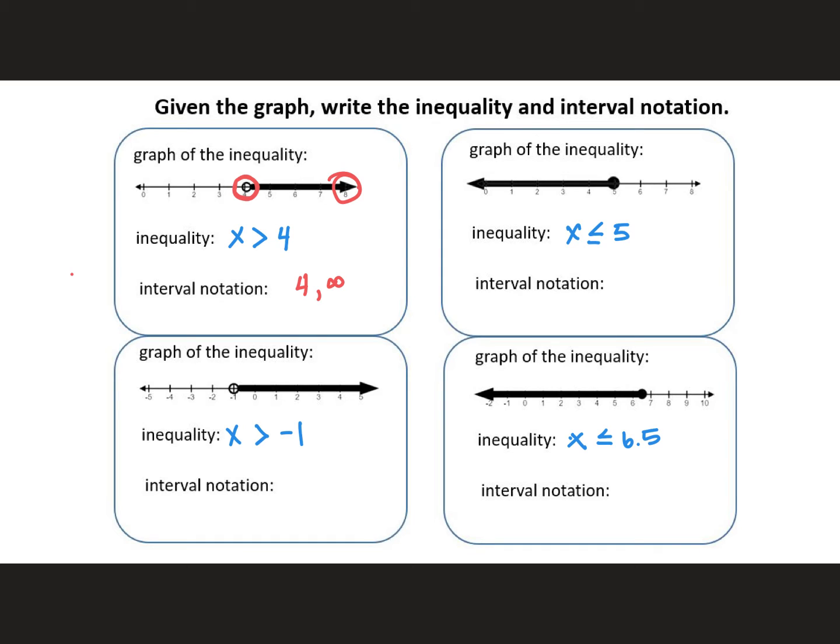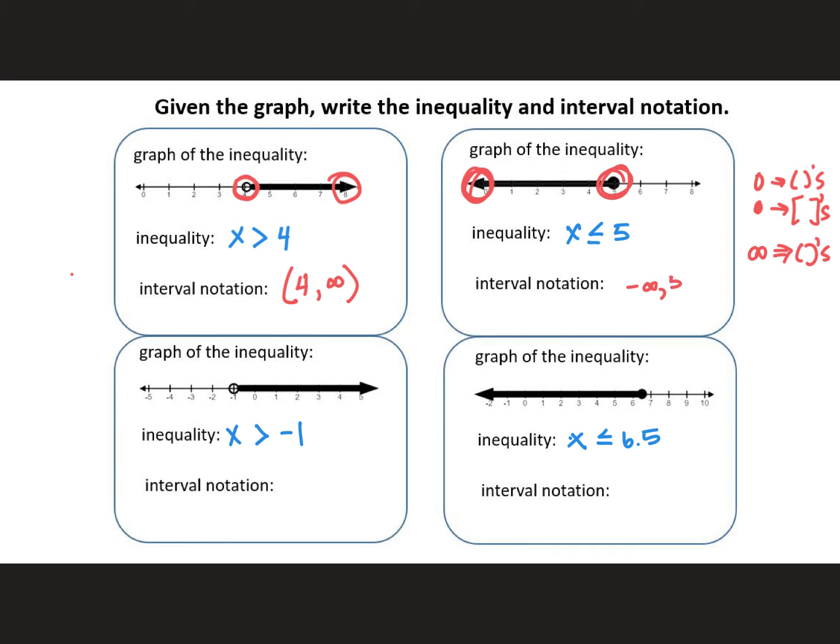Since the circle is open, and since there is no line underneath my greater than symbol, this would be a parenthesis. Infinities always get parentheses. So just a reminder, open circle will be parentheses. A closed circle will have brackets, but infinity is always, always, always a parenthesis. Now moving on to this next one. I still read the graph, always read left to right though, you guys. Starting on the left, that's an arrow, and that arrow is pointing at negative infinity.